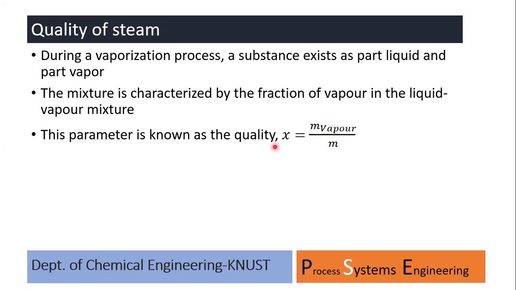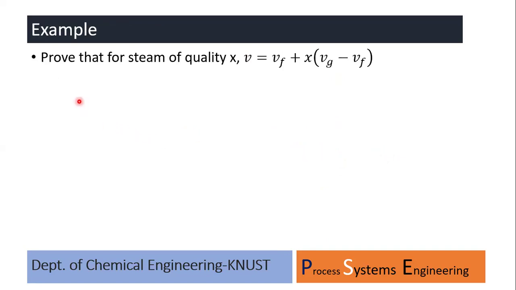So the whole thing about the steam quality is that we use it to determine how much vapor, or the fraction of vapor, we have in a liquid vapor mixture. Is that okay? So that property, we call it steam quality. It's the mass of the vapor over the mass of the entire system. Now, for the steam quality, we can prove it or find it from relations like this.